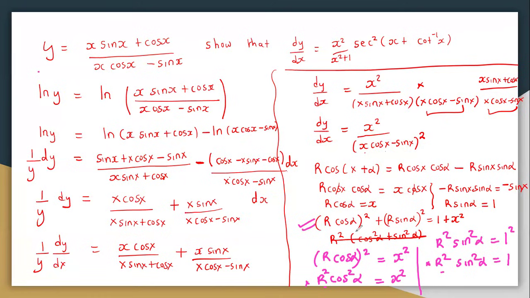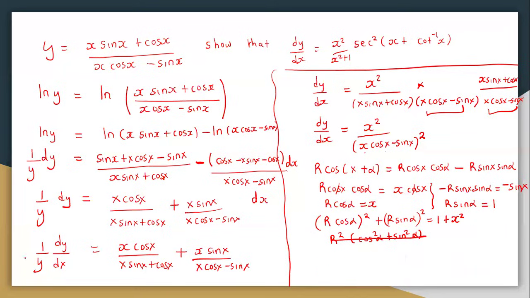But what do you notice? R squared is common. So when I factor it out, I will remain with r squared into cos squared alpha plus sine squared alpha equals 1 plus x squared. So here, what is inside gives 1. So r squared will equal 1 plus x squared. So that is the first thing. In case I want to get r, I'll take the root. So here I will say my r is going to be 1 plus x squared, all under a root.